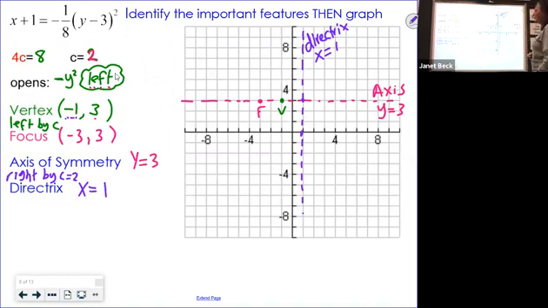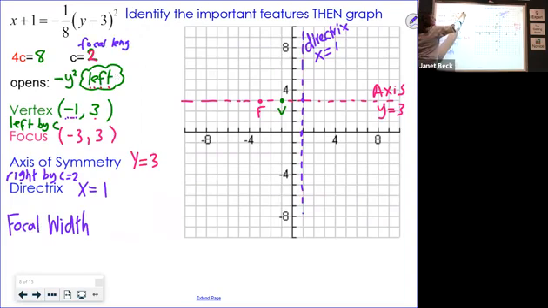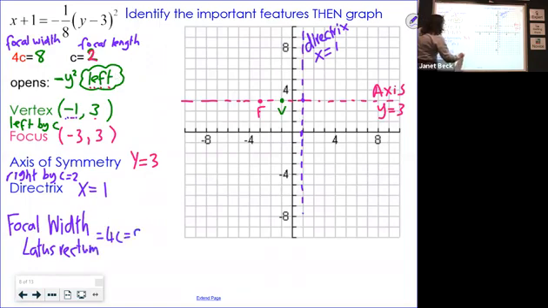The last thing I've got to do now is to graph the width of it. How wide is this? Now remember that we call that the focal width. We're going to have to really be clear which is focal length. This is focal length. This is focal width. Your focal width, remember the proper name for it, is the latus rectum. And it's the 4C, so it's 8.